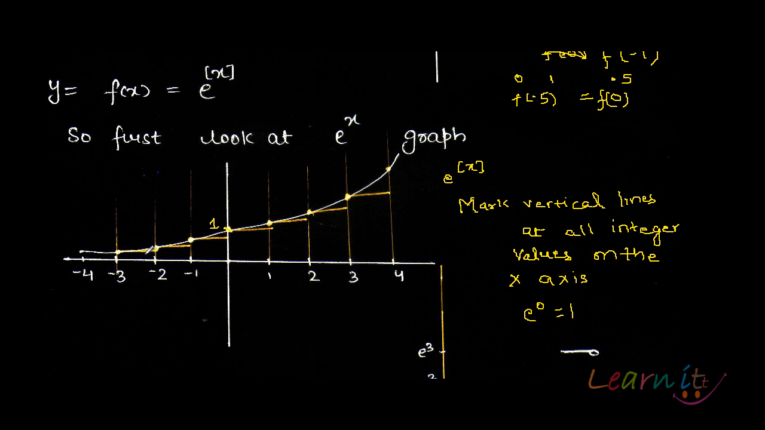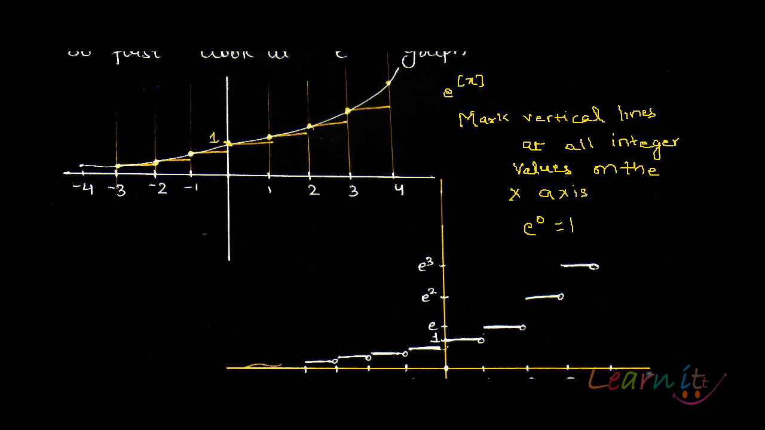Again, you'll have the step function. Between 0 and 1, it's going to be the same. Between 1 and 2, it's going to be the value of f of 1. Between 2 and 3, the value of f of 2. It's going to take the value of f of 3 all through between 3 and 4, and so on and so forth, for the negative side also.